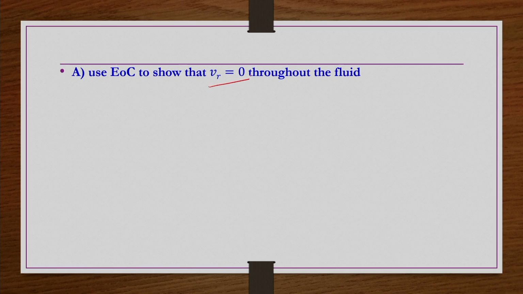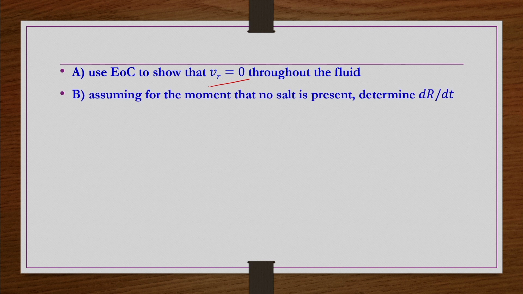Now, the first part of the question is, we have to prove that Vr = 0 throughout the fluid by simplifying the equation of continuity. Then the second part: assuming for the moment that no salt is present, that is you are taking pure water, what is the expression for dR/dt, how this R is increasing with respect to time as the crystallization process continues.